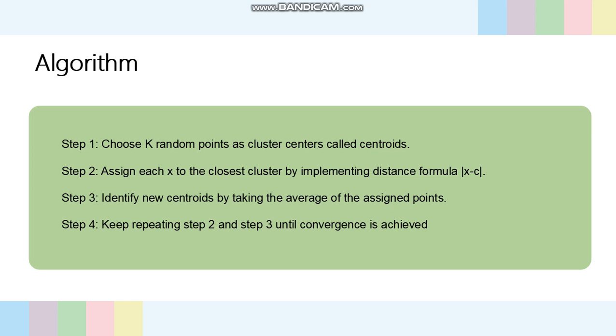The algorithm has 4 steps. Step 1 is to choose k random points as cluster centers, and we call them centroids. Then we assign each x to the closest cluster by implementing the distance formula. Step 3 is that we identify new centroids by taking the average of the assigned points. Step 4 is we keep repeating step 3 and step 2 until convergence is achieved.